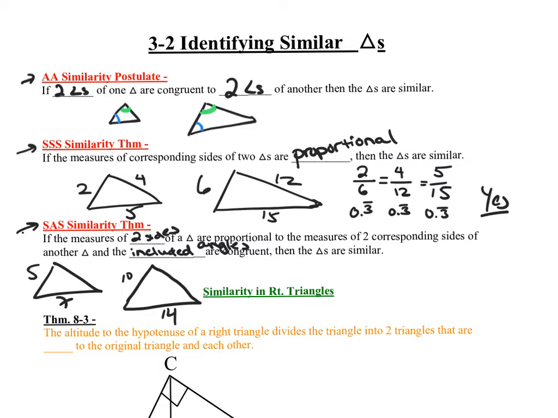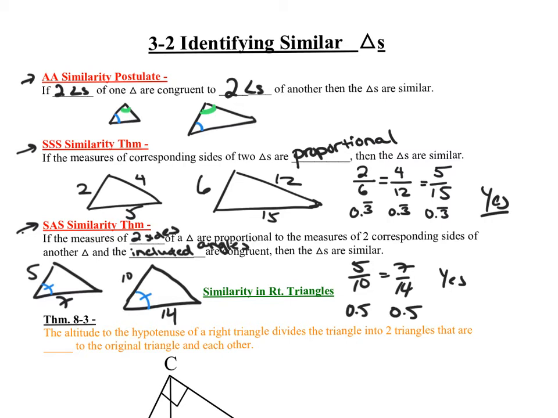So we can see that the sides are in proportion. We have 5 to 10 and 7 to 14. So essentially the scale factor or the ratio is 1 to 2. Then we need the included angle. So if our setup looks like this, then we are in good shape. We should write out our proportion. We want to make sure that we write out that 5 over 10 equals 7 over 14, and that we checked because that's 0.5 and that's 0.5.